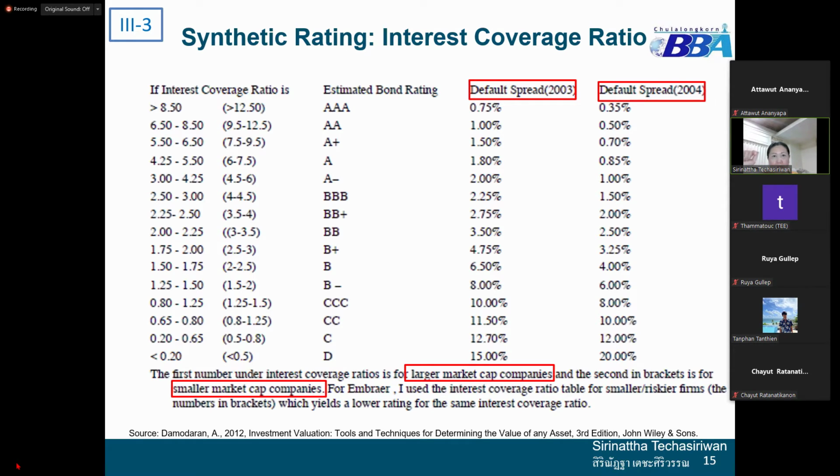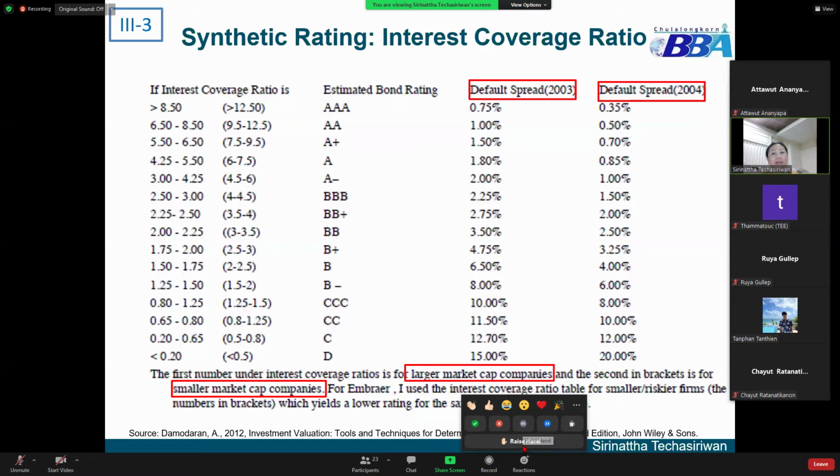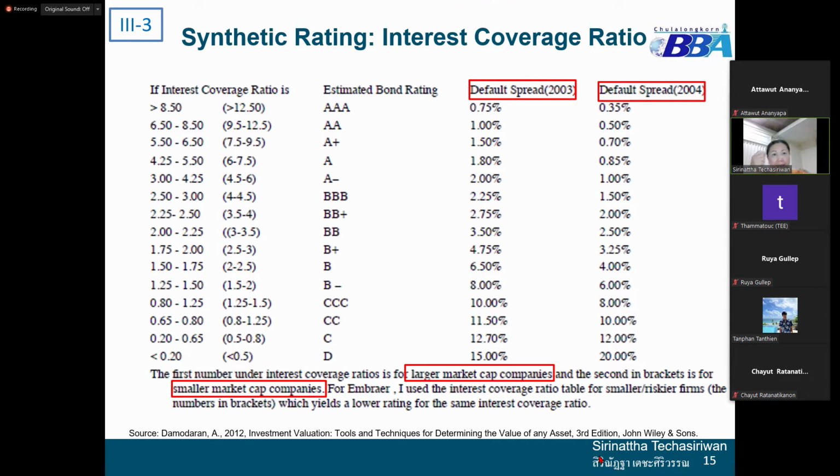Who is the next claim over EBIT? The next claim over EBIT is the debtholder in terms of interest, right? So we want to know whether a company has enough EBIT to pay interest or not. The higher the interest coverage ratio, which is EBIT over interest expense, the more ability of the company to pay the interest, the less risky the company. So the higher the ratio, the higher the rating.